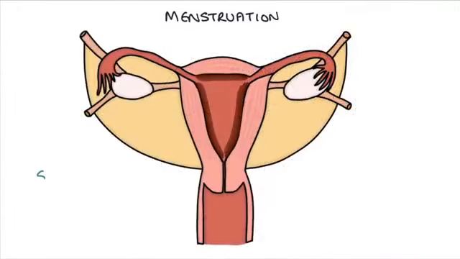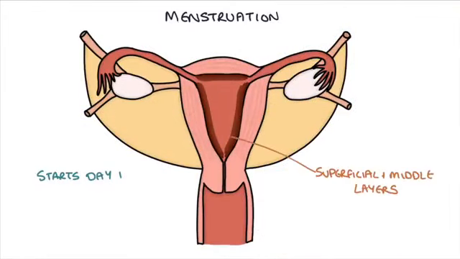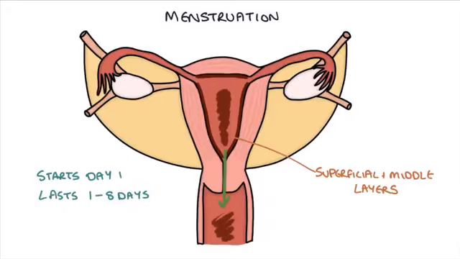Now, menstruation starts from day 1 of the cycle, and menstruation is where the superficial and middle layers of the endometrium separate from the basal layer of the endometrium, and this tissue is broken down inside the uterus, and it's released through the cervix and the vagina. And this causes fluid containing blood to be released from the vagina, and that normally lasts between 1 and 8 days, and this is what we call a period.